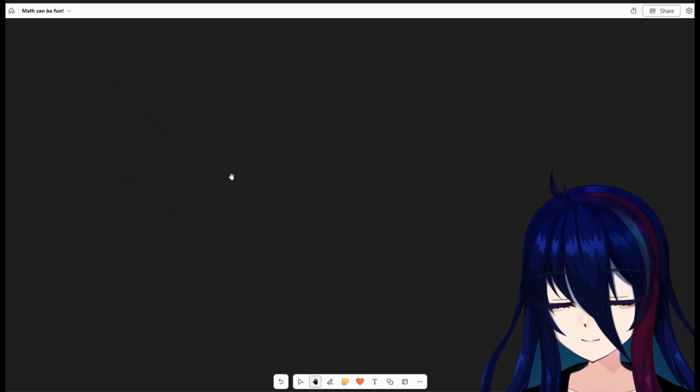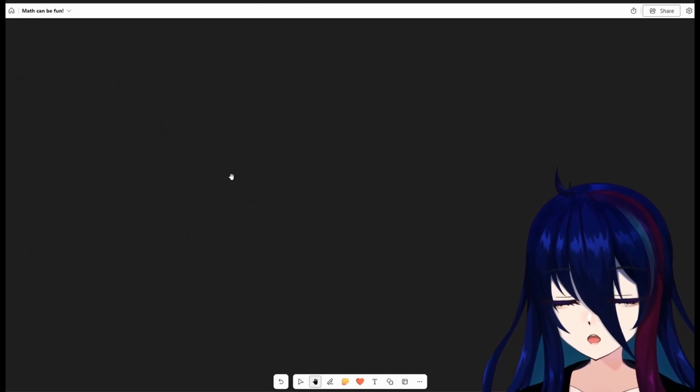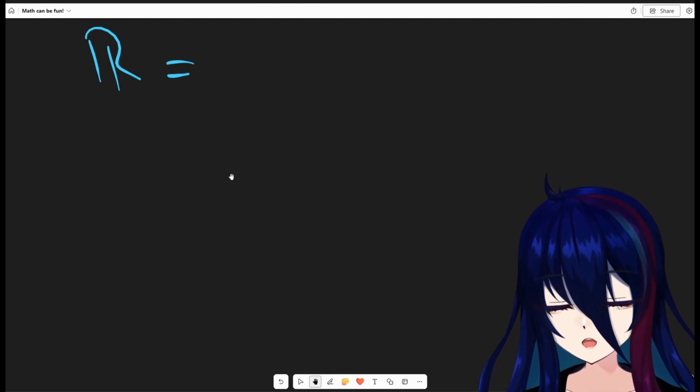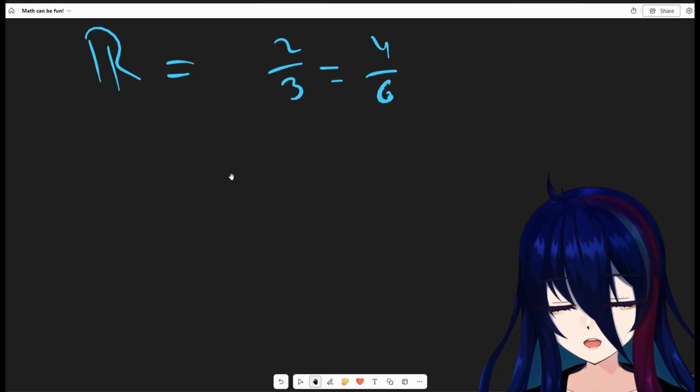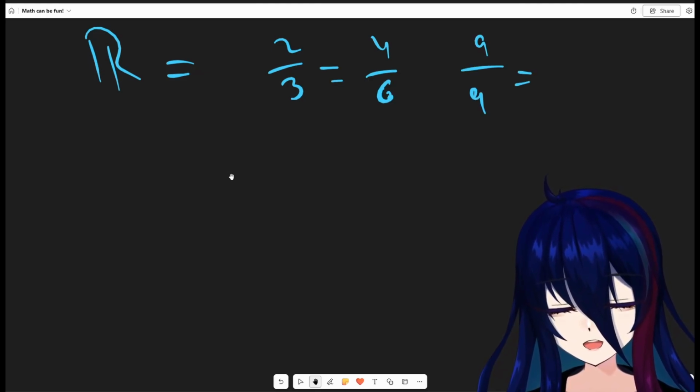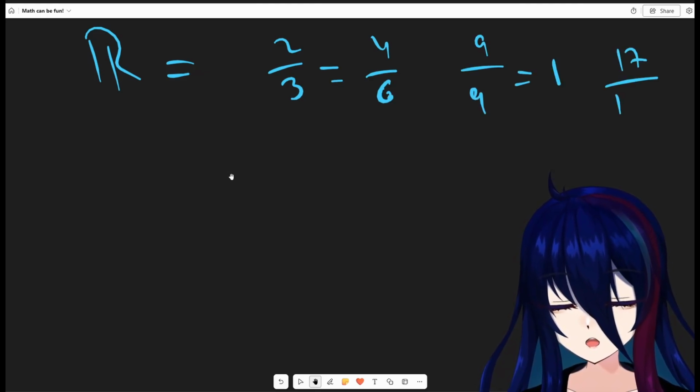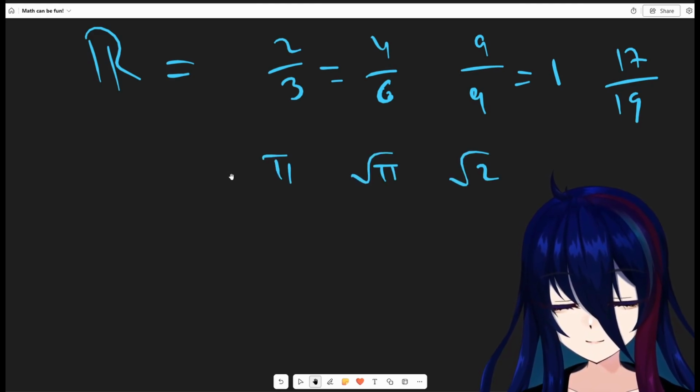Now we've looked at the rationals. The rationals are regular stuff, but what about real numbers? We just want to say what's a general real number we can think of. That's anything we can think of. So we can think of our rationals. That's 2/3 again. That's 4/6. Guess what? That's also 2/3. That's 9/9, which is just 1. That's again 17, but this time over 19. But it's also something like pi, the square root of pi, square root of 2.